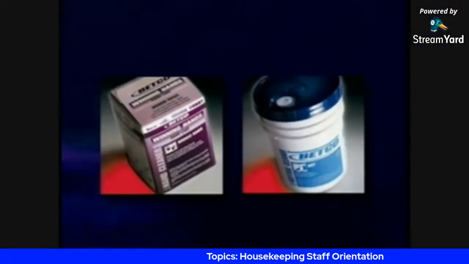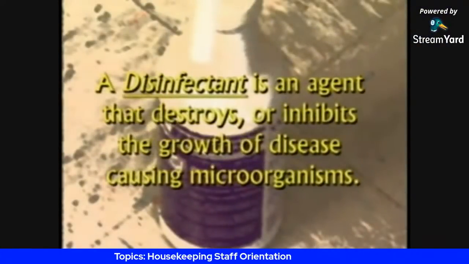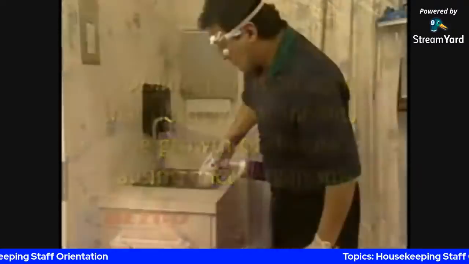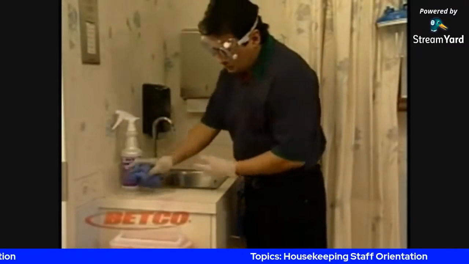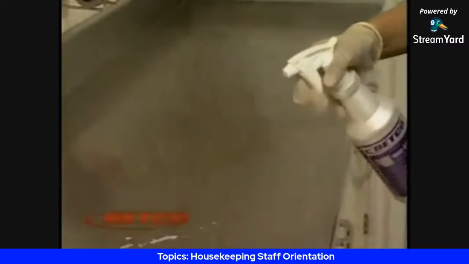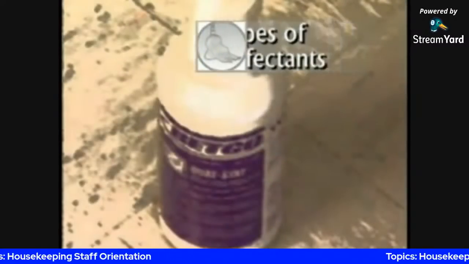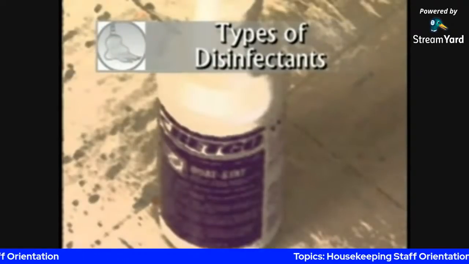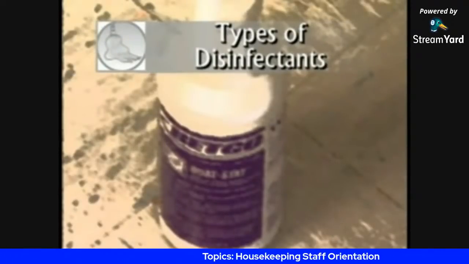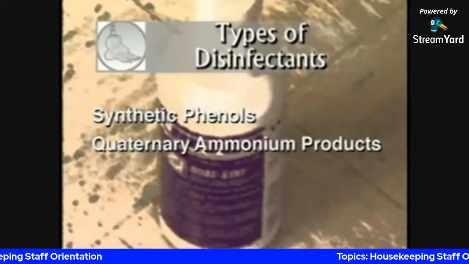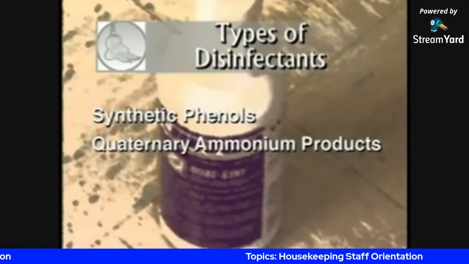A disinfectant is an agent that destroys or inhibits the growth of disease-causing microorganisms. Most hospitals require disinfectants that are specifically tested and effective for killing certain harmful bacteria. It is important to understand the different types of disinfectants that are available. The most popular types of surface disinfectants are synthetic phenols, quaternary ammonium products, commonly referred to as quats, chlorine, also called bleach, iodine, and alcohol.